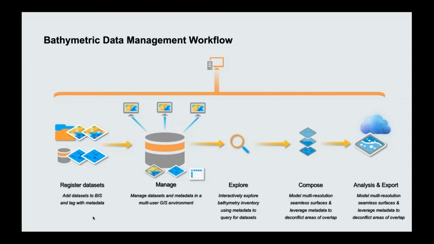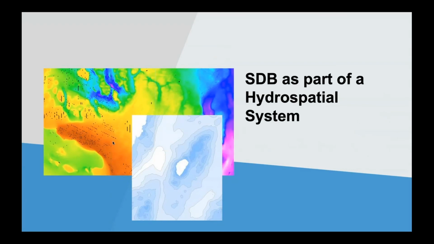We can combine multi-beam, single-beam, LiDAR, and satellite-derived bathymetry, and use that information for analysis and also for the creation of information products. So that's the workflow from left to right in general in the BIS, the Bathymetric Information System. And now I will go directly into a use case. First, we are going to see how to add bathymetry into the BIS.